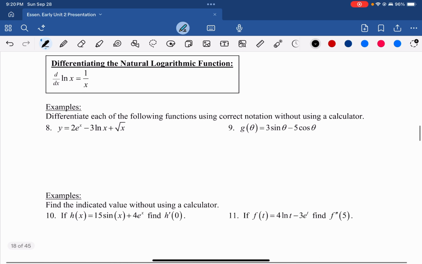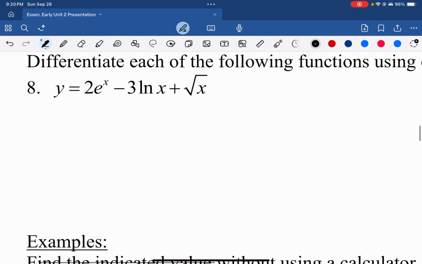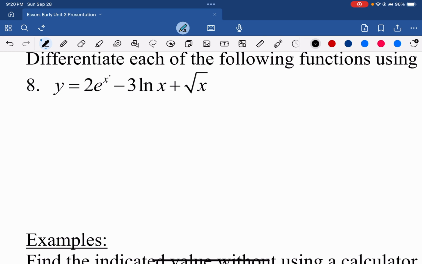So now we're going to take some derivatives. Number 8, y equals 2e to the x minus 3 natural log x plus the square root of x. We're going to just break it up into pieces. We're going to take the derivative of 2e to the x. 2 is a constant, so it's just going to chill there. So y prime is equal to 2e to the x, right? The derivative of e to the x is e to the x.